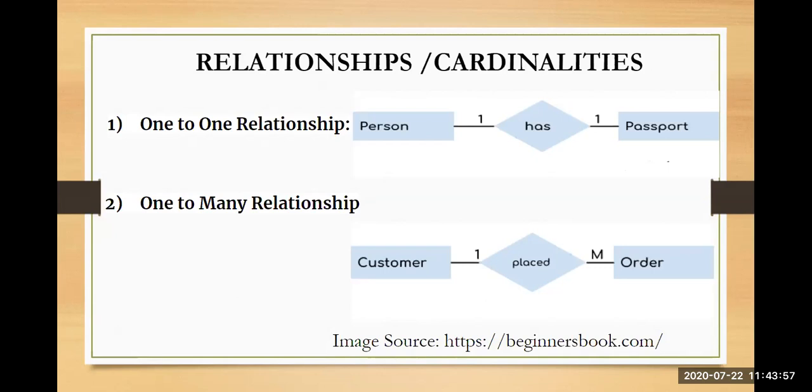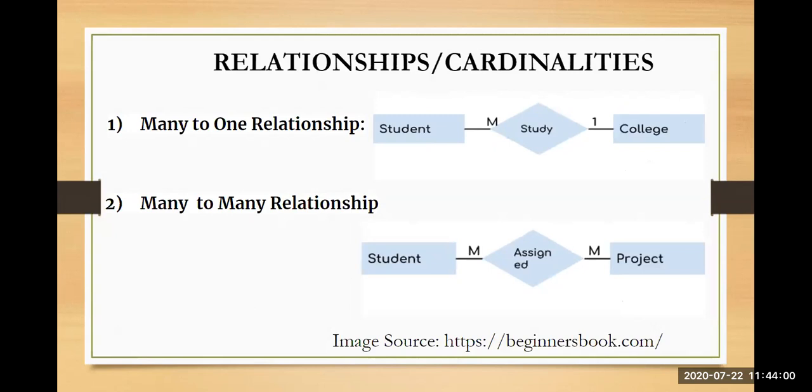Next we'll move to the many to one relationship. Many to one refers to when more than one instance of an entity is associated with a single instance of another entity. Here we have two entities: the student entity and the college entity, and the relationship between these two is 'study'. Many students can study in a single college, but a student cannot study in many colleges at the same time. So that is your many to many to one relationship.